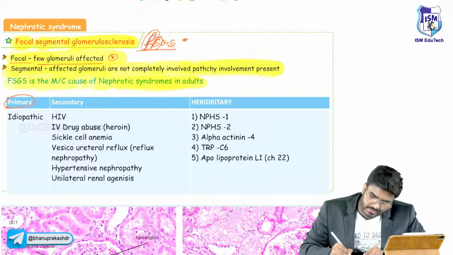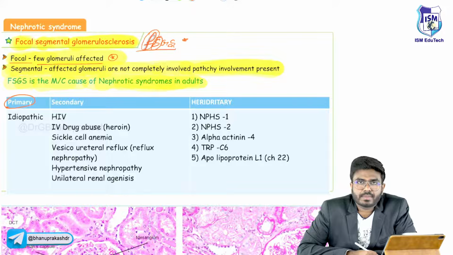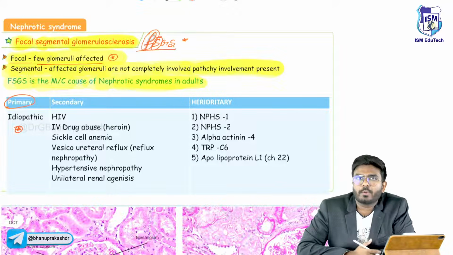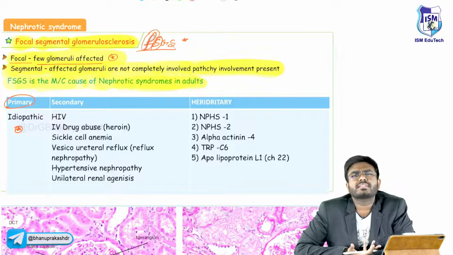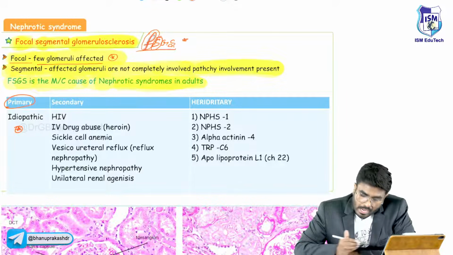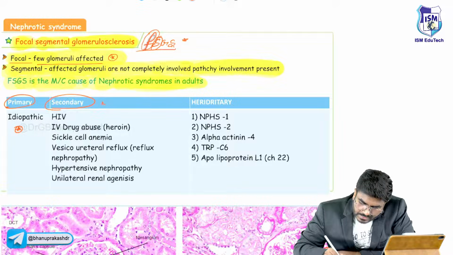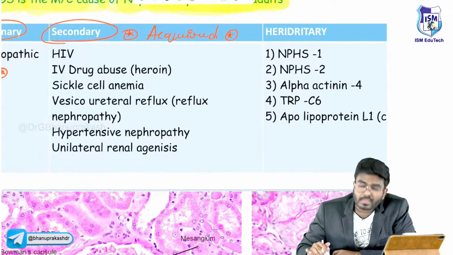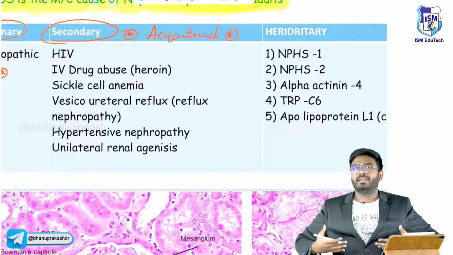Now, what are the causes, sir? The causes are divided into 3 types. Primary means we don't know why it is happening. The most common cause is idiopathic, sir. In adults, we don't know why it is happening. Or secondary. Secondary means acquired. Acquired means you got it. You have acquired it.